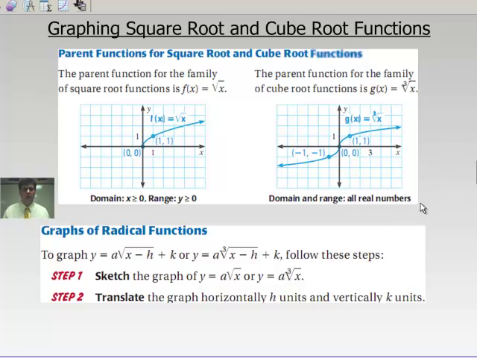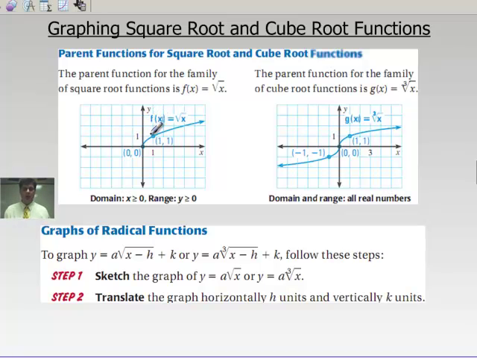In today's lesson, we're going to graph square root and cube root functions. So we've talked about graphing square root and cube root functions before, and so we'll just review what we've spoken about before with these and add just a few little things to it. When we're graphing these, we want to pick a few key points. So let's look at the parent functions here.